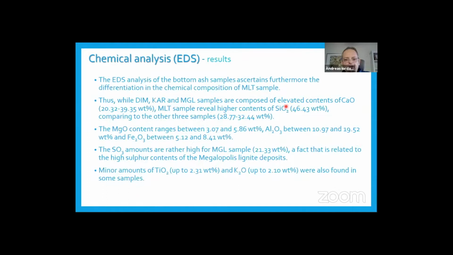These 3 samples are composed of elevated contents of calcium, while the MLT sample, the Meliti sample, has higher contents of silicon. That is one small difference, we can say. And then we have magnesium, aluminum, iron, sulfur. The MGL sample, the Megalopolis sample, has high sulfur contents because the lignite deposits there have very high sulfur contents. And we also have minor amounts of titanium and potassium.